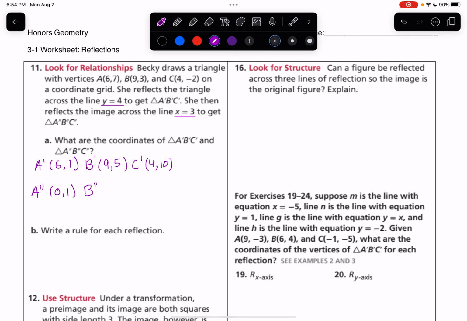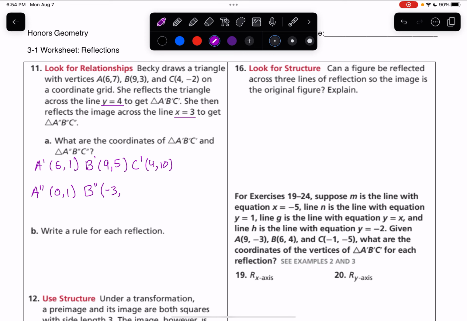B double prime, our x value 9 is 6 units above the reflection line 3. We're going to make it 6 units below the reflection line 3, make that -3. The y value is still going to be 5. And then C prime, it's at 4. 4 is 1 unit above 3. We're going to make it 1 unit below 3, or 2, 10.